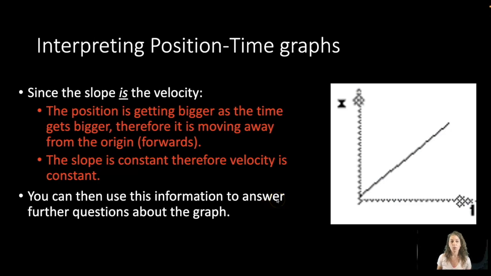So since the slope is the velocity, I can now look at this and be like, oh, it has a constant slope. Therefore, it has a constant velocity. It has a positive slope, so it has to have a positive velocity. Positive velocity means it's moving away from the origin or forwards. Those are the pieces of information that you can get just by looking at this very simple graph.